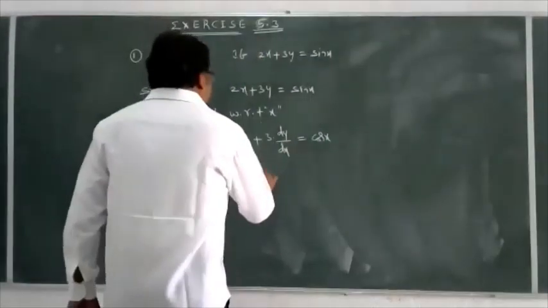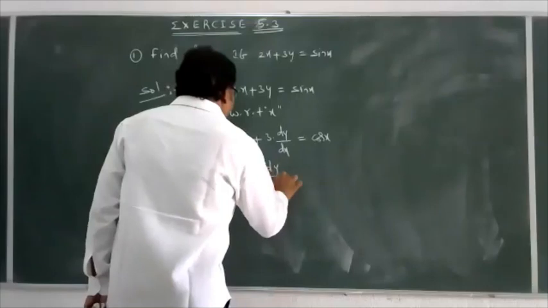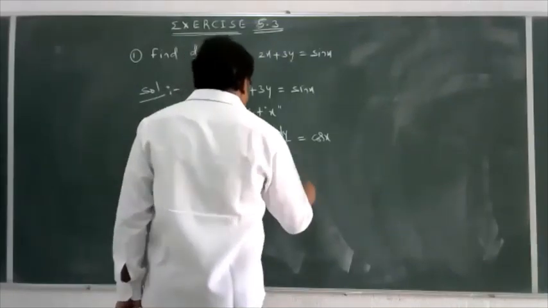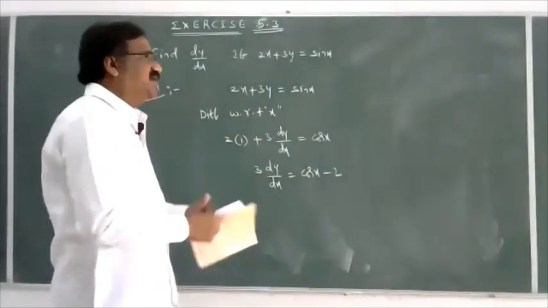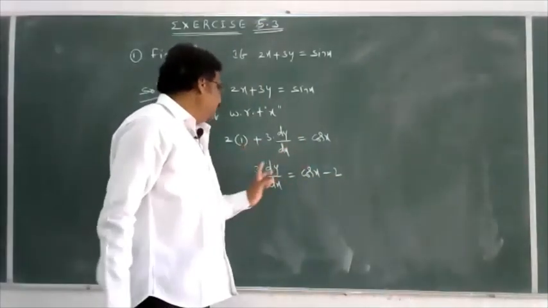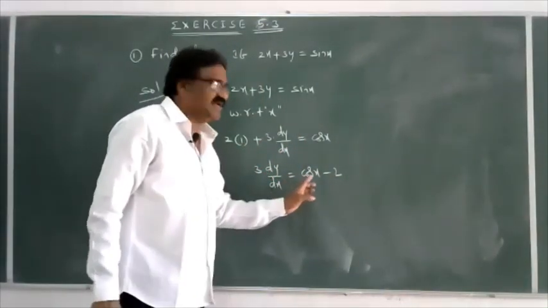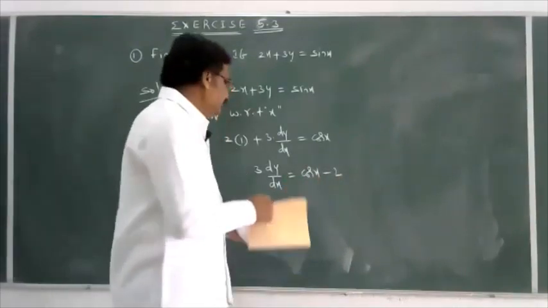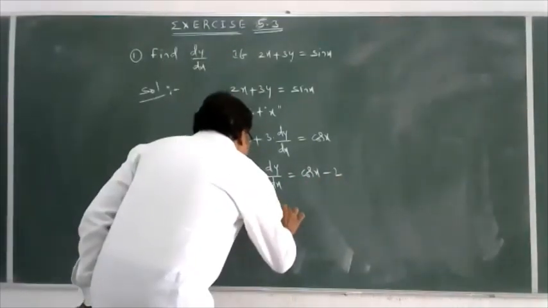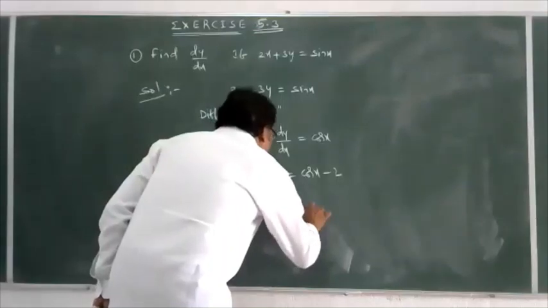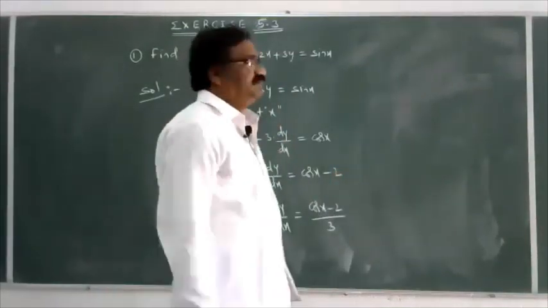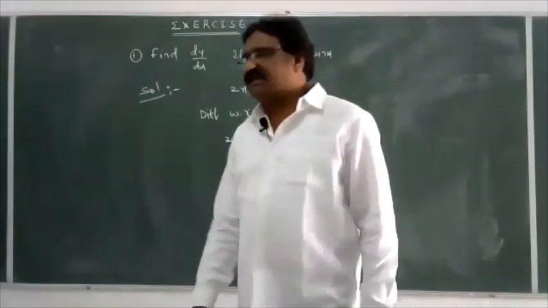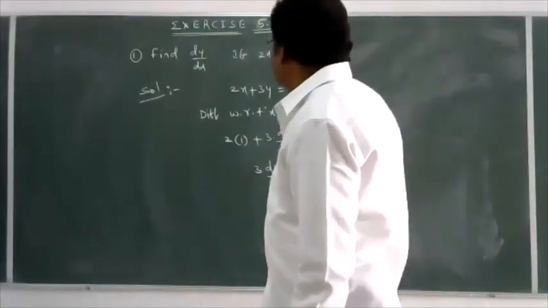So from this you get 3 into dy by dx is equal to cos x minus 2. You bring 2 to the RH side. That is 3 into dy by dx is equal to cos x minus 2. From this you get dy by dx is equal to cos x minus 2 by 3.